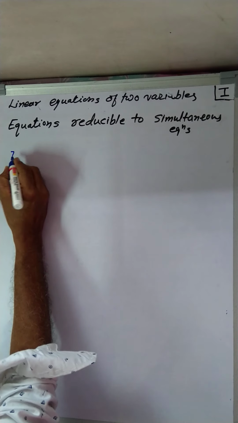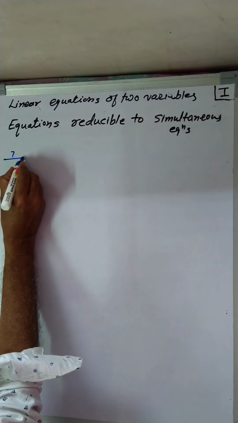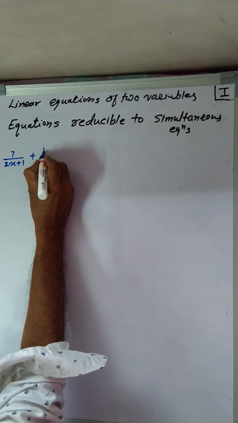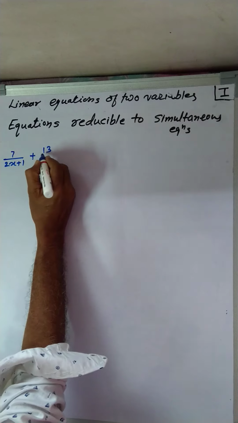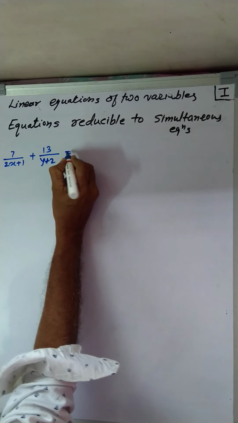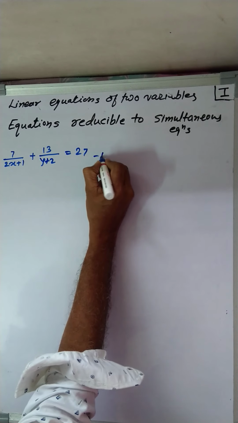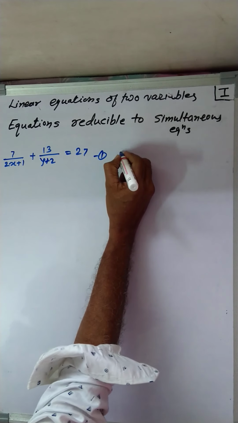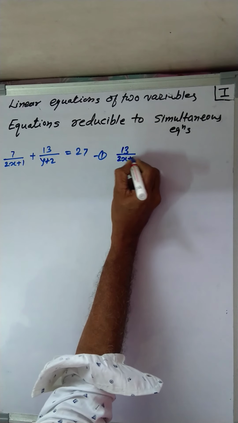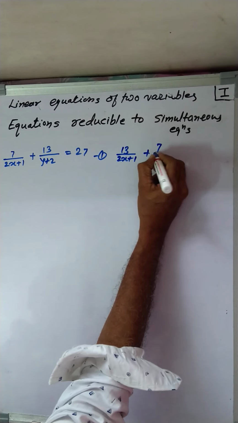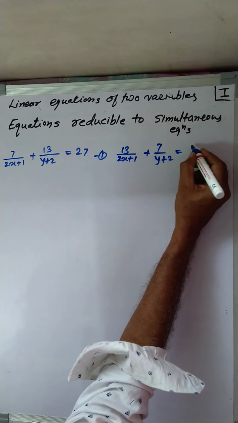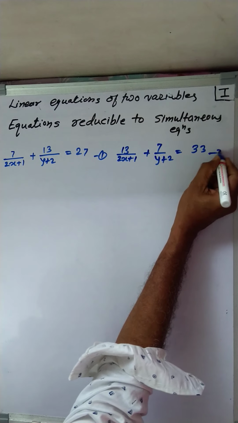Let 7 upon 2x plus 1 plus 13 upon y plus 2 is equal to 27. That is equation number 1. 13 upon 2x plus 1 plus 7 upon y plus 2 is equal to 33, equation number 2.